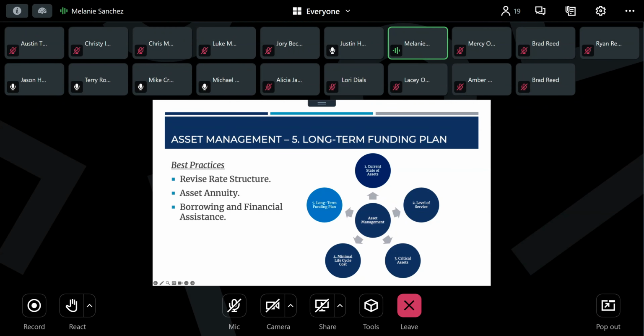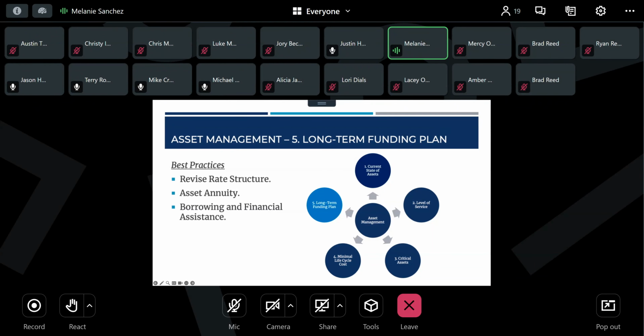To address the questions asked in the previous slide, again, we can revise our rate structure. Evaluating and potentially revising the rate structure helps us with the long-term requirements of our system. If we're not charging enough or if it's unsustainable for the customer, then we really need to revise that rate structure.